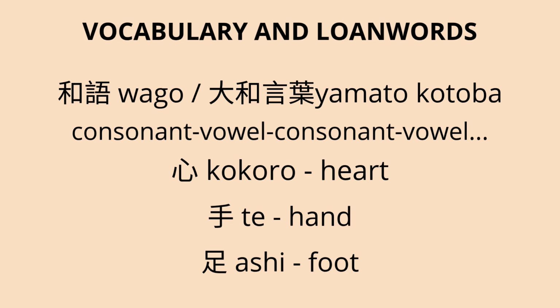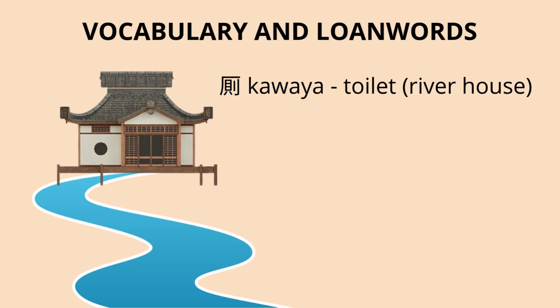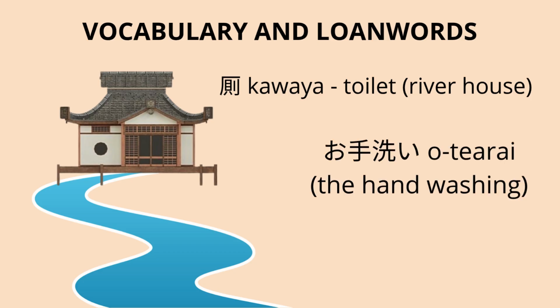But while many Yamato kotoba words are still used, some have become less common or have changed their meaning. For example, an old word for toilet was kawaya, the river house, but now people often use otearai, the hand washing, or toire, borrowed from English toilets.